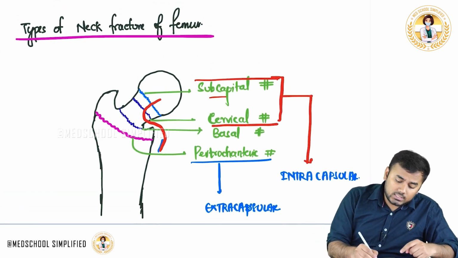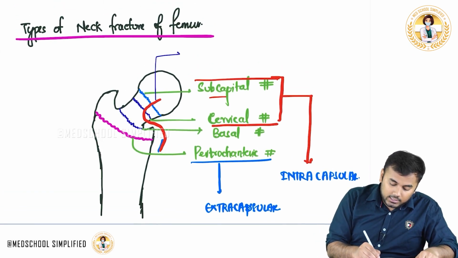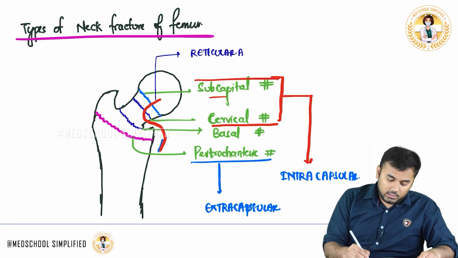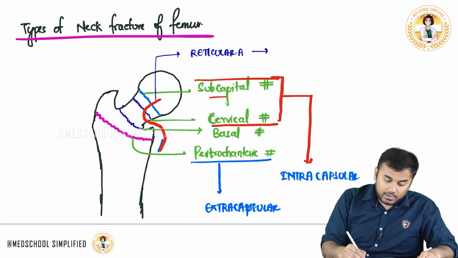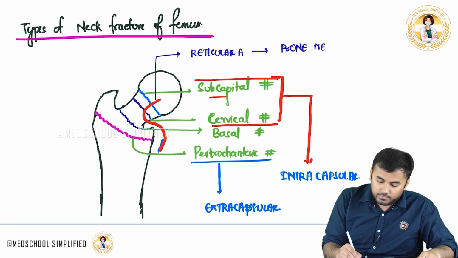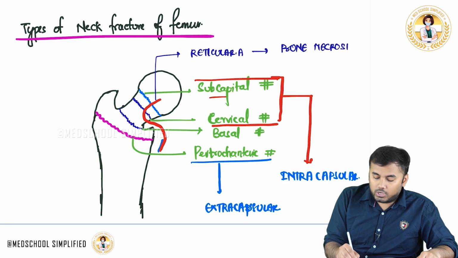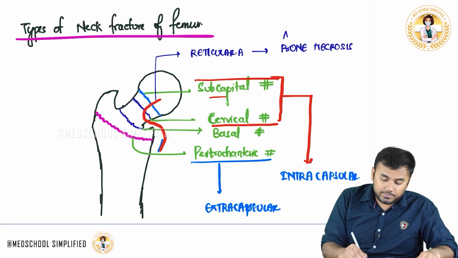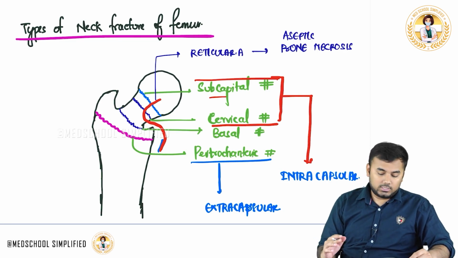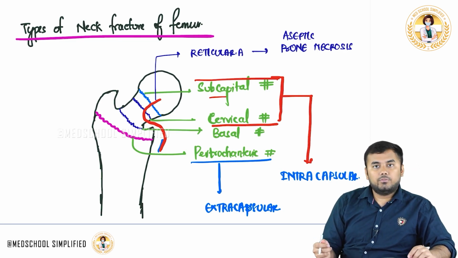Okay, and what is this artery, by the way? This artery is called as a retinacular artery. So damage to the retinacular artery will lead to bone necrosis. And what type of bone necrosis do you call it as? Aseptic bone necrosis. Okay, so this is one of the very important clinical points which you have to know.